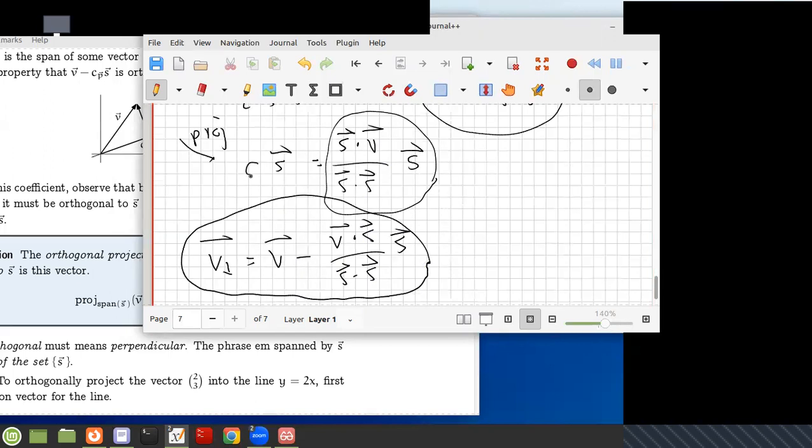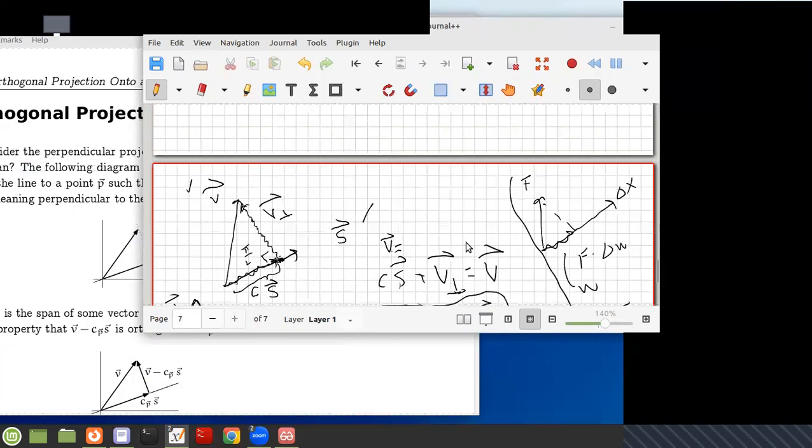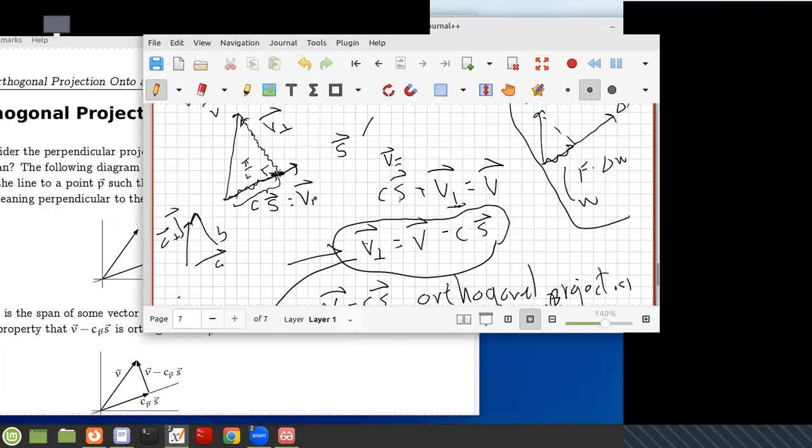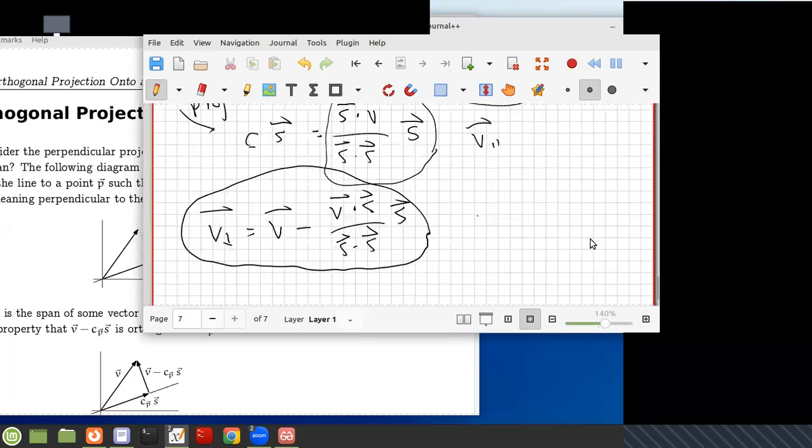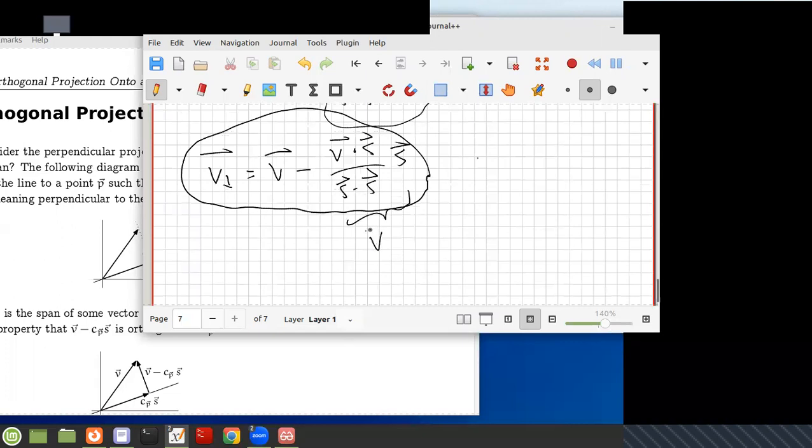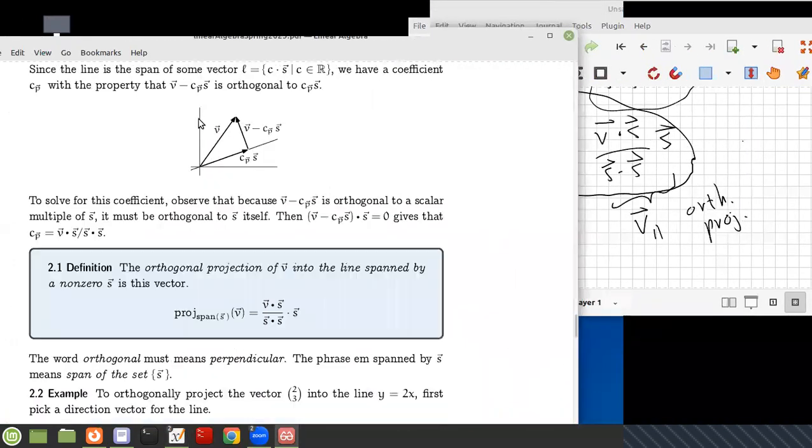So in this section, the whole point was just to find this orthogonal projection, the flat piece, not the perpendicular. Think of this as V parallel. We've divided V into a piece that's parallel to S and a piece that's perpendicular to S that add up to V, and we've just found V parallel, which is the projection, okay? And the key is the C. So this is V parallel, the orthogonal projection. That's the goal here, okay?